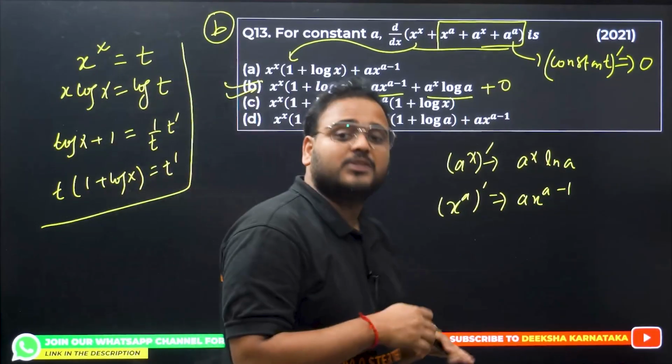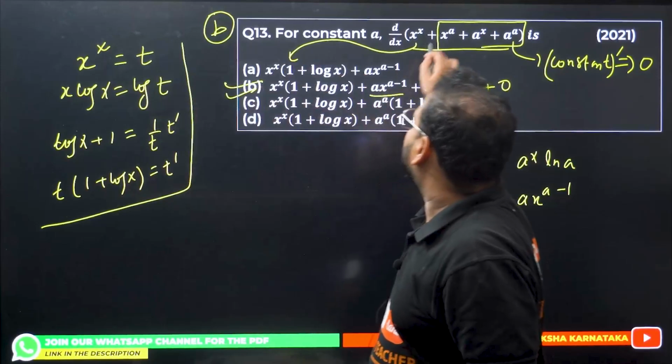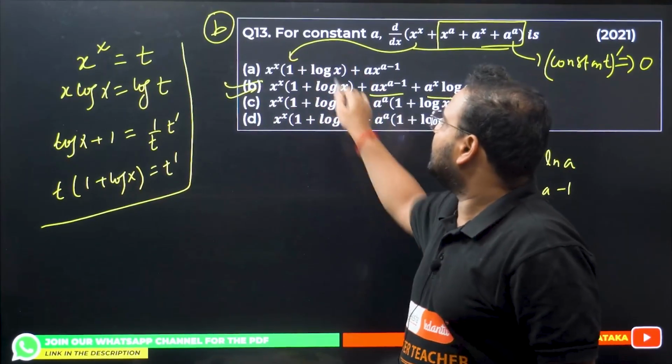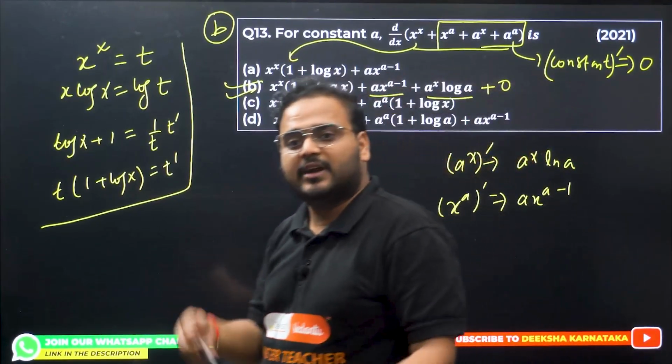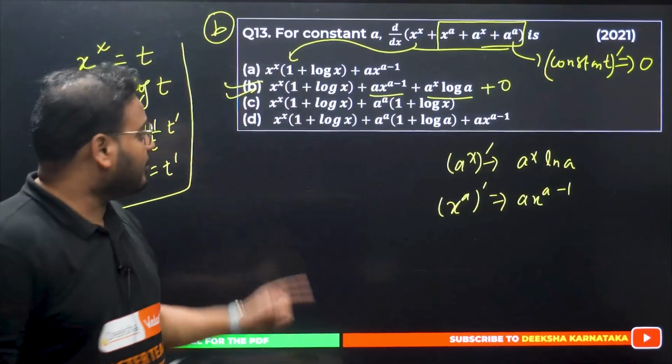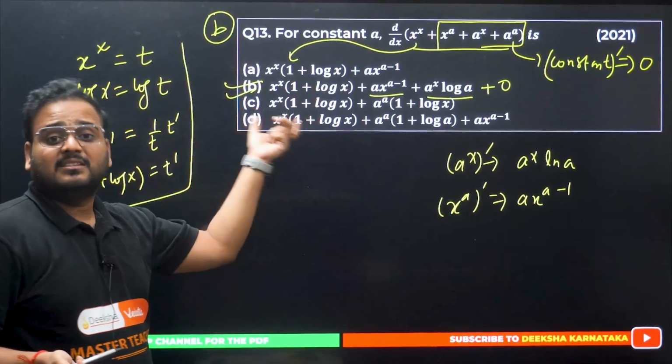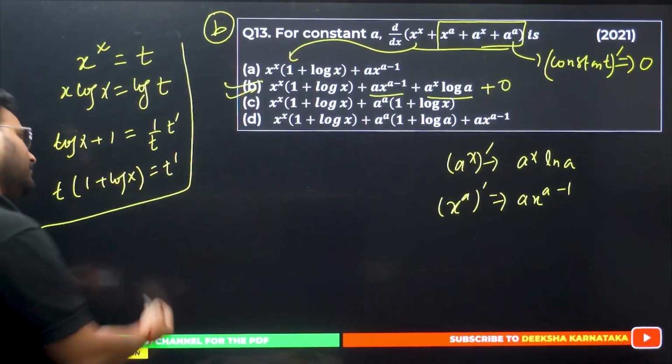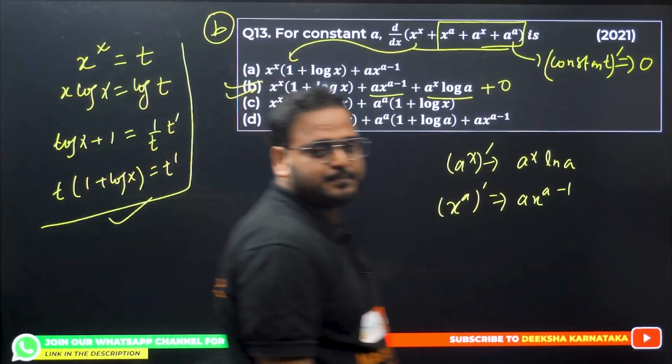Why 5 seconds? Because we don't have to check the derivative of x power x. It's common, given over here. We don't have to identify whether it is plus or minus or negative, whichever is the right one. If they would have given a minus sign somewhere like this, then you have to do this step, then you have to do this step.